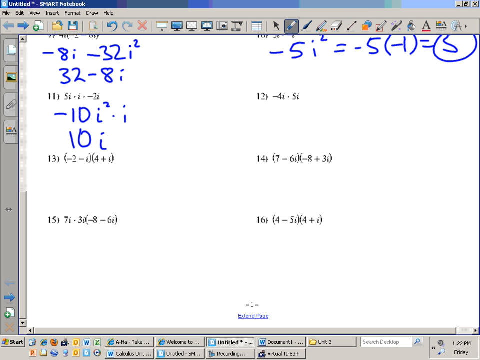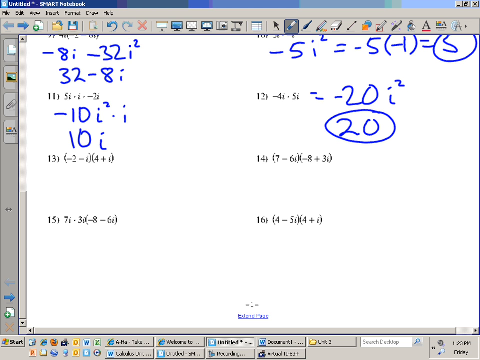Well, try 12 on your own. Take 10, 20 seconds here and try number 12, see what you get. Oh, the answer. Okay, I'm sorry. So you would get negative 20 I squared, and I squared is negative 1. You would switch the sign then to positive 20.